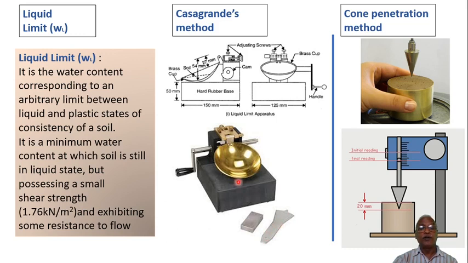Casagrande's grooving tool. You have to fill the soil and make the groove. That is the point here. We'll go into the details of this. In cone penetration, the soil paste is filled in a brass cup, and then a particular standard cone is brought up to the surface and let to fall on its own weight. If the penetration is exactly 20 mm, the water content corresponding to that will be defined as the liquid limit.